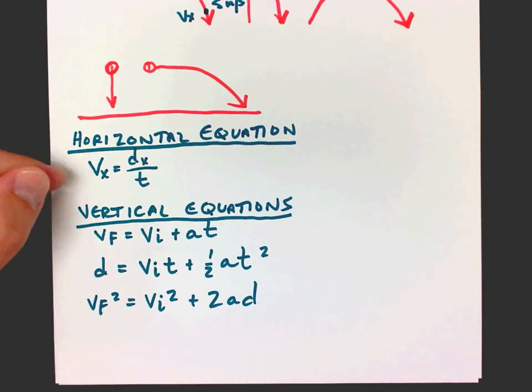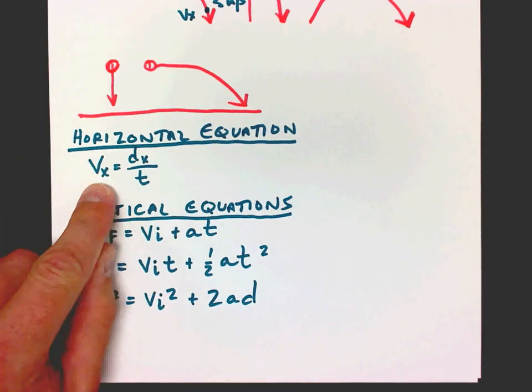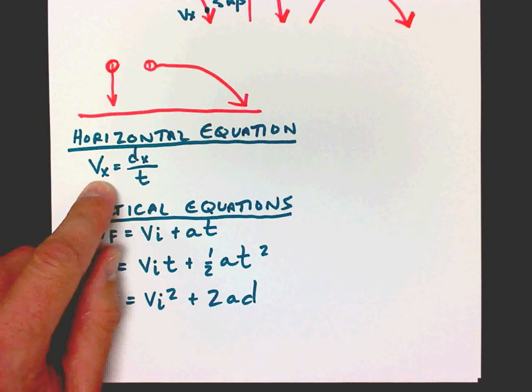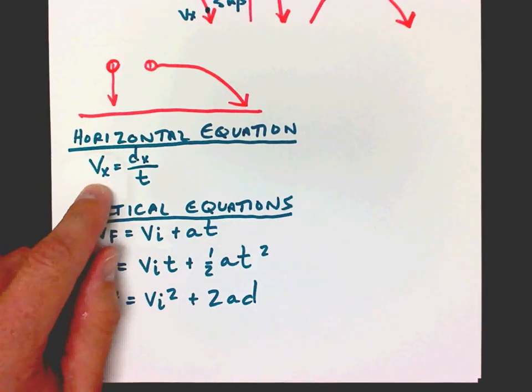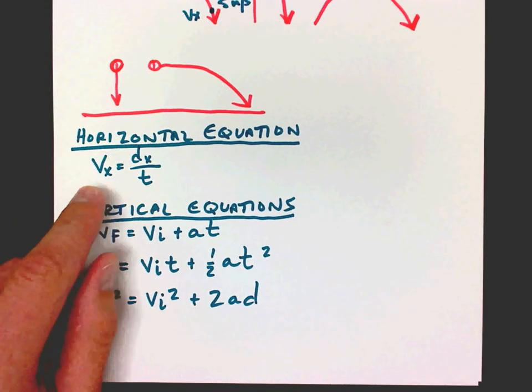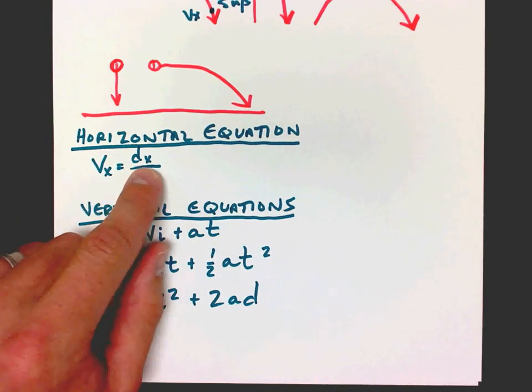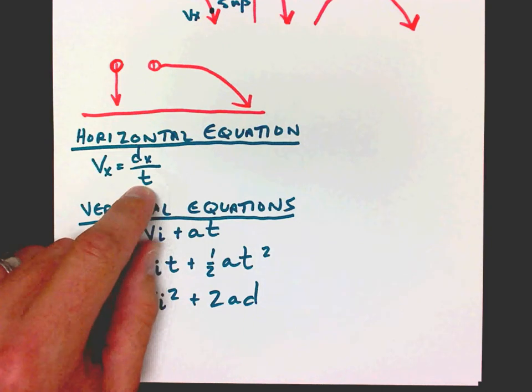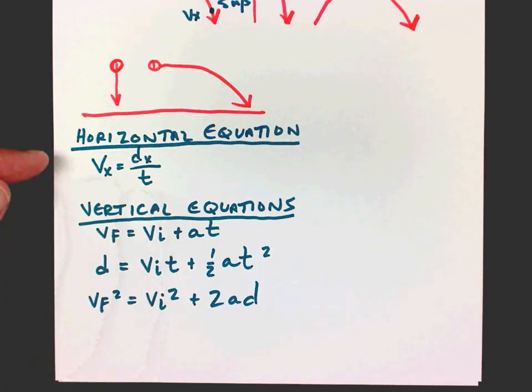For the horizontal equation, you've only got one. If you want to solve anything in the X direction, in the horizontal direction, this is the equation you have to use. So if you want to know how fast something's launched from a bow and arrow, or how fast it's thrown from somebody's hand, you're going to be solving for Vx. You want to know how far something goes, like the range of something? There's dx, distance in the X direction. And then time, how long is it in the air? That's your only choice in the horizontal direction.